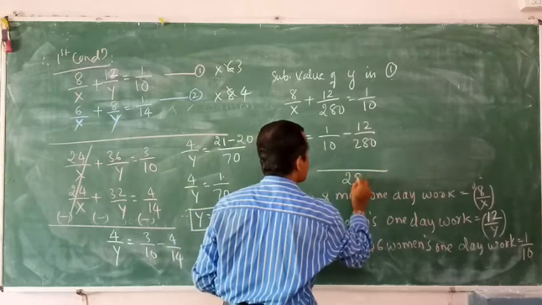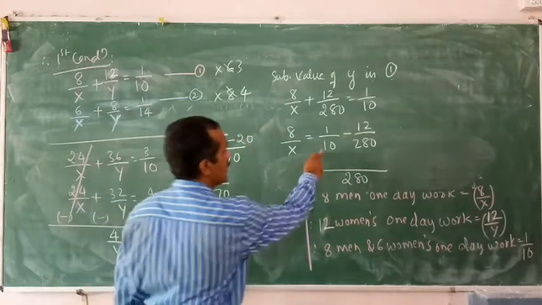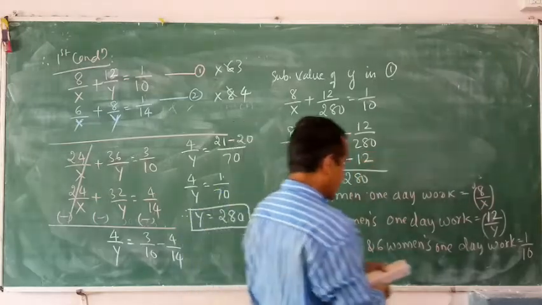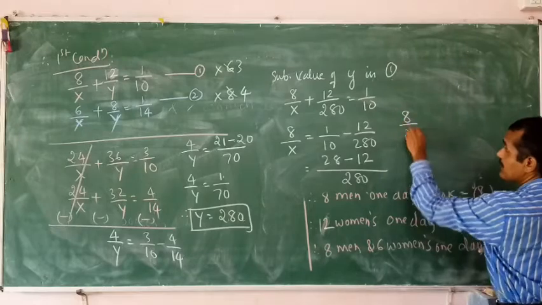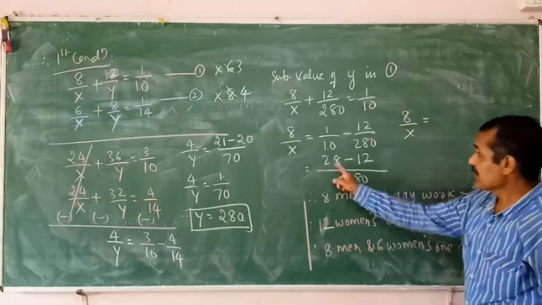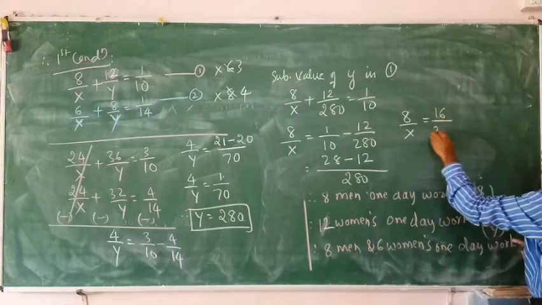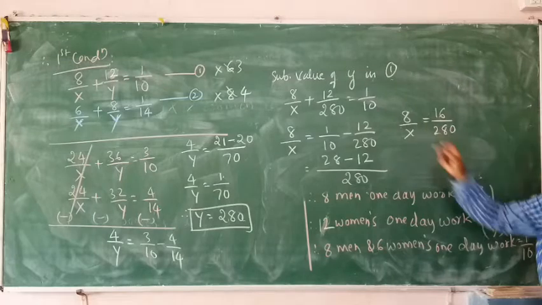LCM is 280. 10, 28. It is 28 minus 12. So it is 8 by x is equal to how much? It is 16. 16 by 280. Okay, cross multiply.